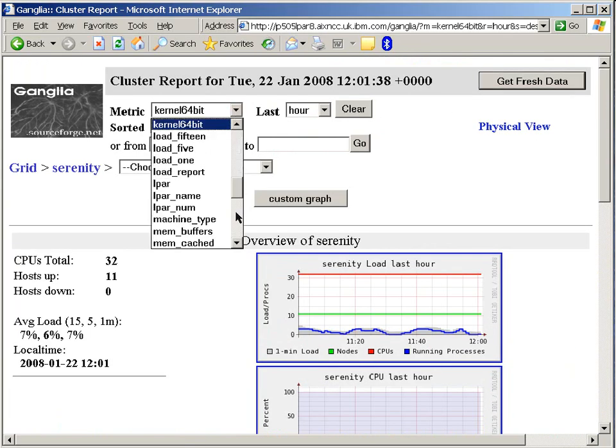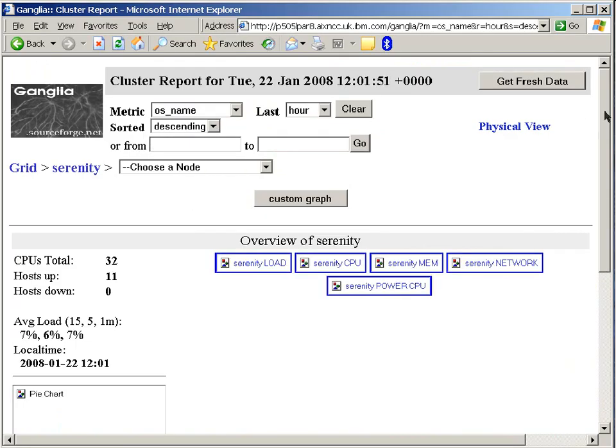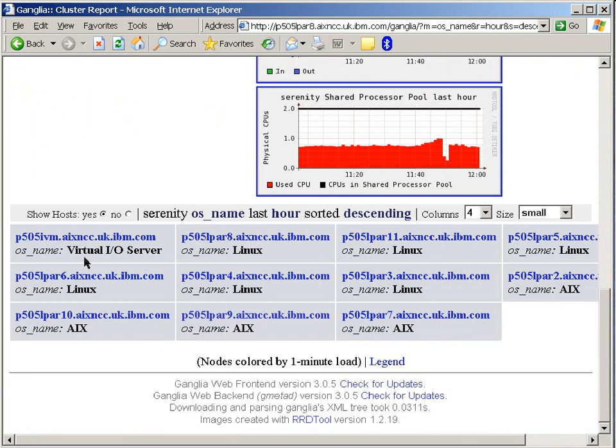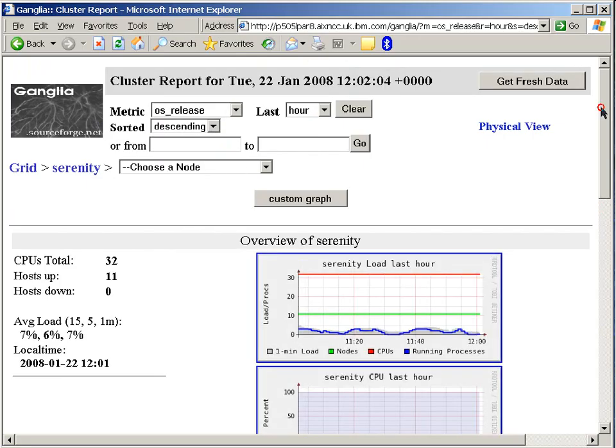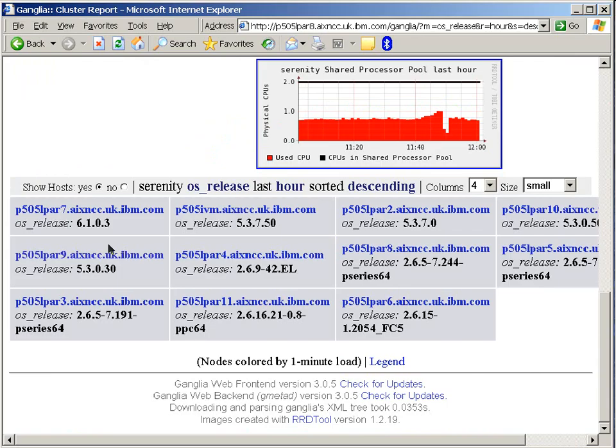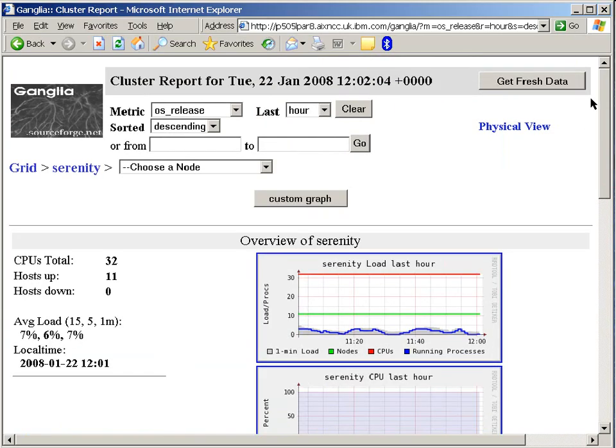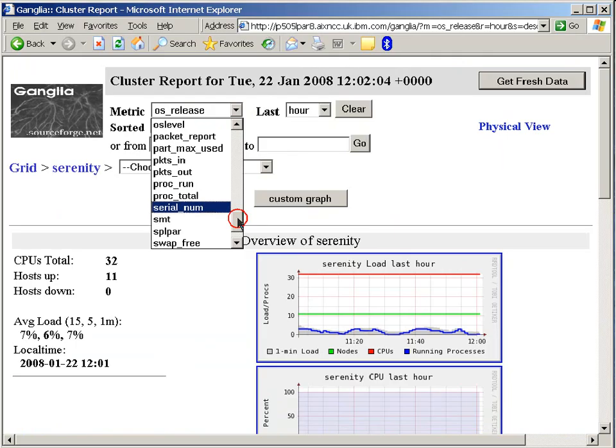We can do things like looking at what operating system we're actually running in our cluster. So we're using a virtual I/O server in this one here, and we're using some Linux and some AIX. Okay, which versions are we using? Look at the release. We can say this is AIX 6, this is AIX 5, and we have various flavors of Linux running in here. Here we have actually Fedora Core 5 running in this particular logical partition. And we can look at all these sorts of things.